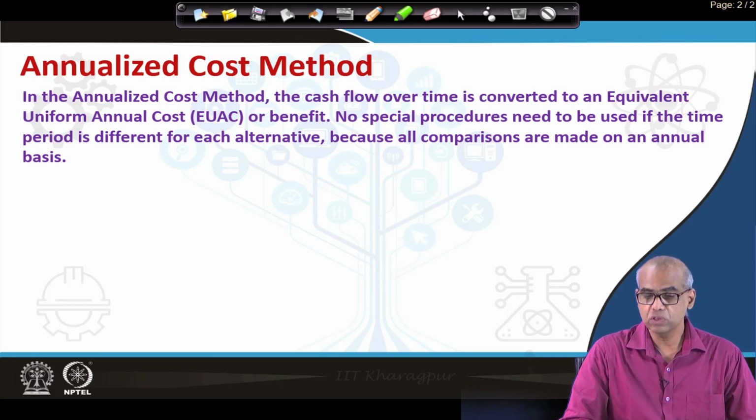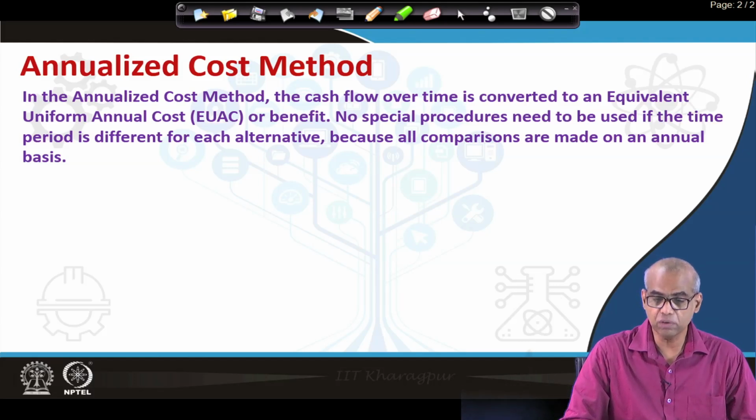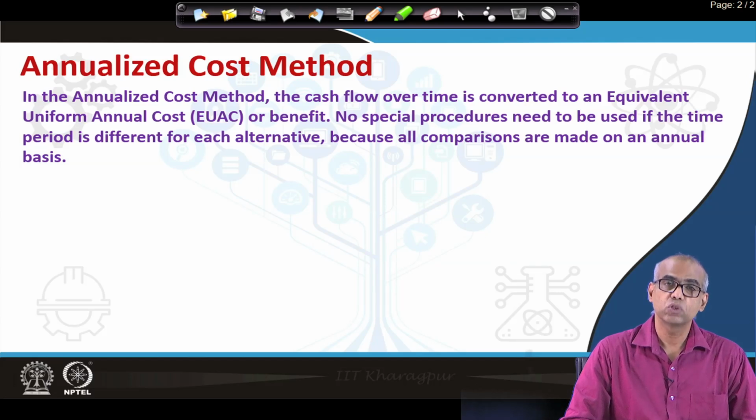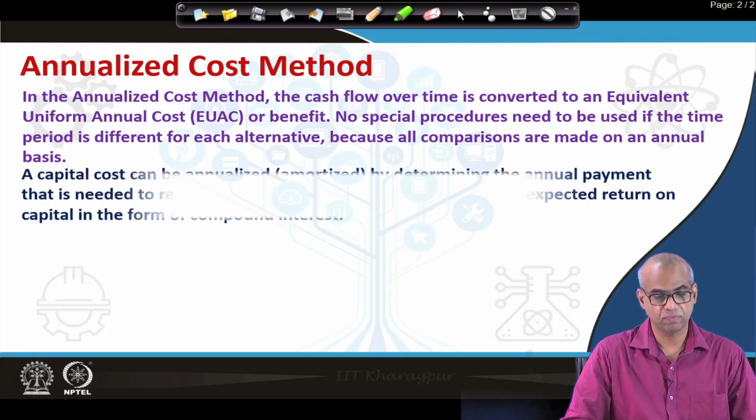No special procedures need to be used if the time period is different for each alternative, because all comparisons are made on an annual basis. So, this is an advantage, because all comparisons are made on an annual basis. So, no special procedure need to be used if the time period is different for each alternative. So, we can easily compare two different alternatives, say two different equipment with different service life.